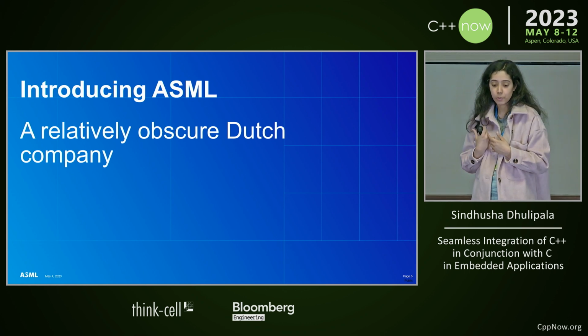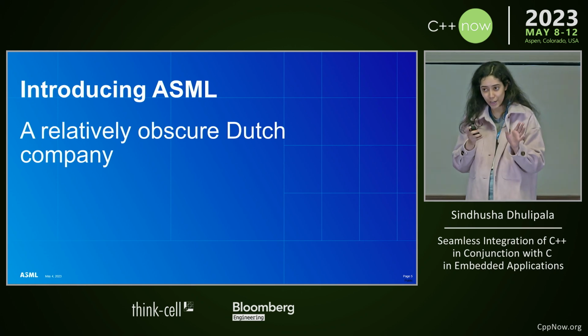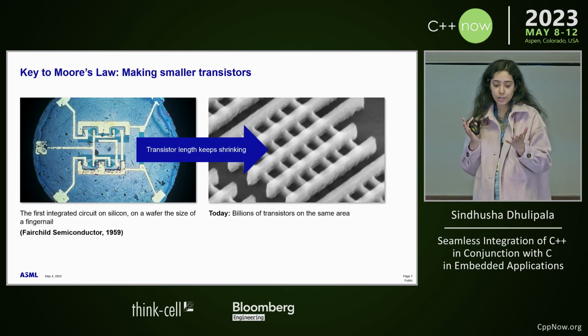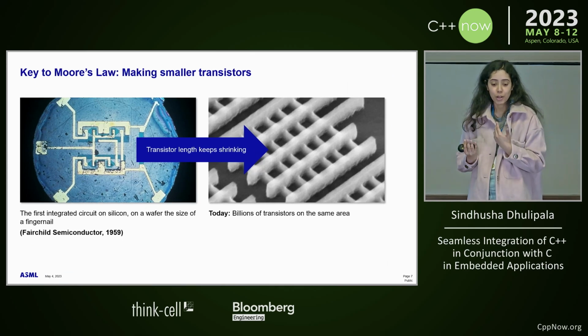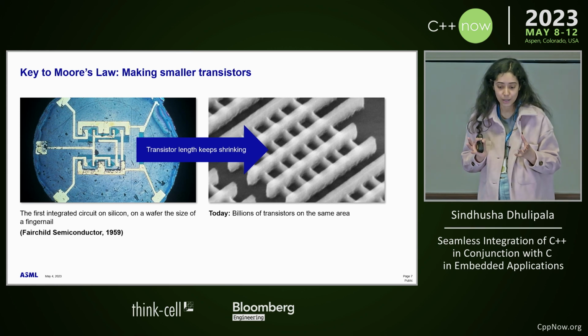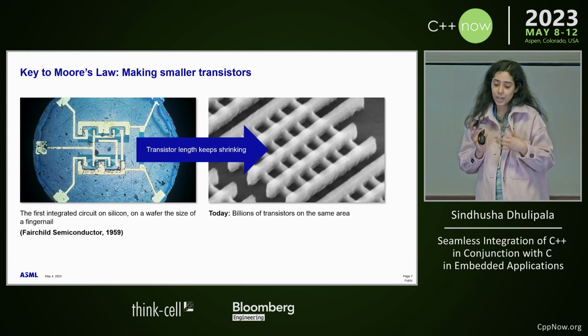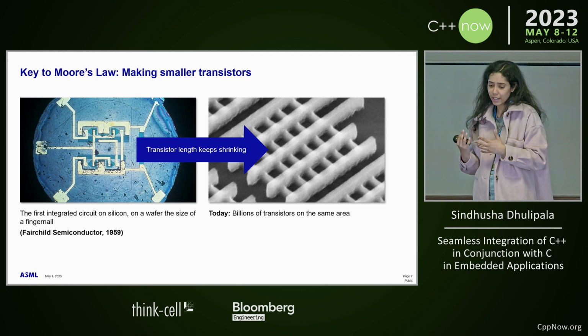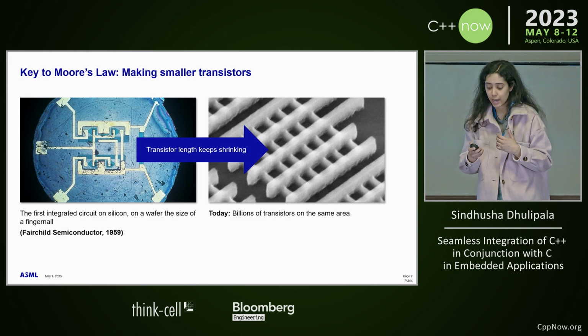So that's where ASML comes into the picture. We'd like to introduce ourselves as a relatively obscure Dutch company, but we are the mega players in the chip manufacturing industry. So what do we do? All of us know what Moore's law is. You probably have come across it in some computer class at some point. At one point, your wafers, which contain the transistors, were the size of your fingernail, and now we can fit billions of transistors within that small area. So clearly, our processing has been increasing.